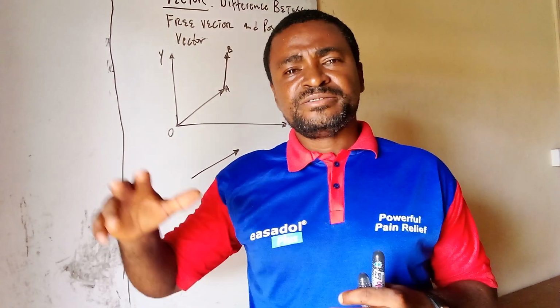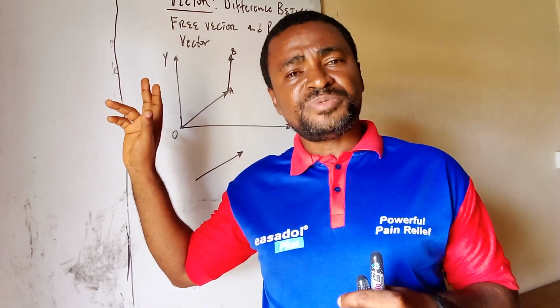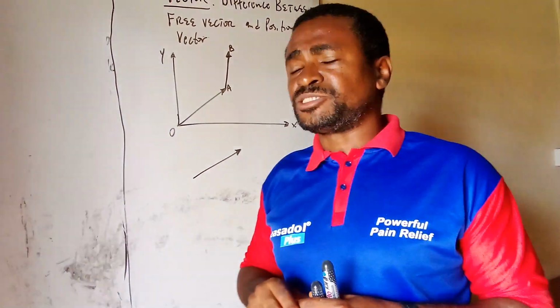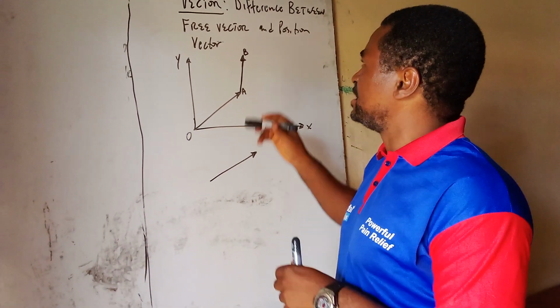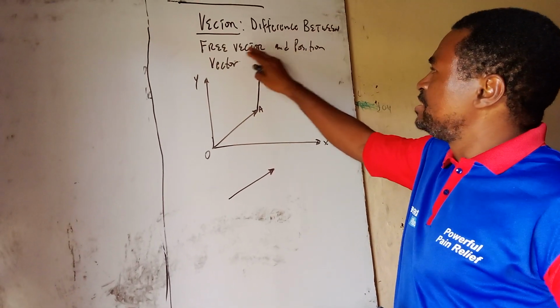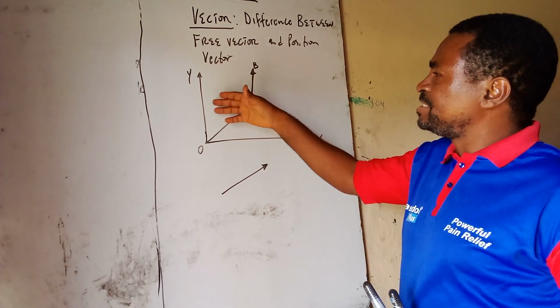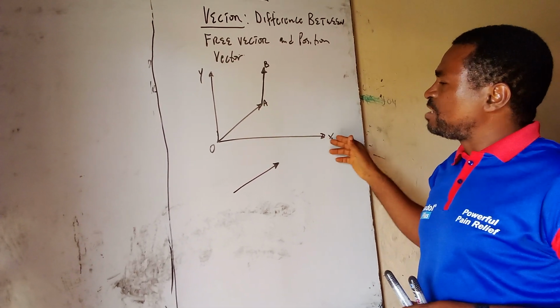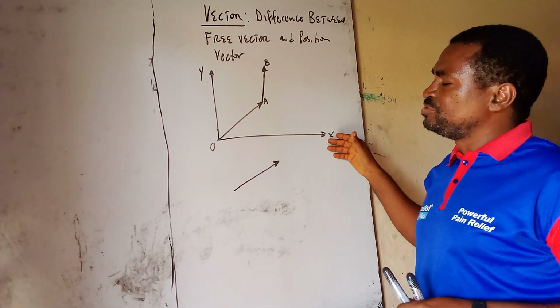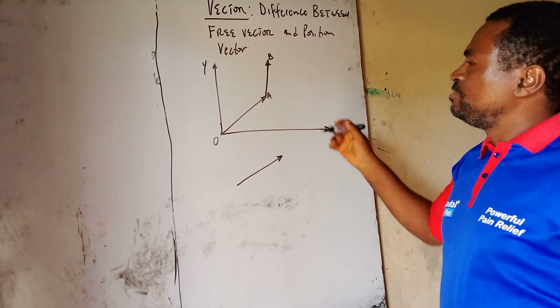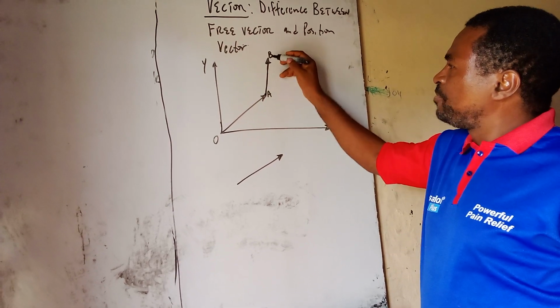Today, we are taking a topic in mathematics, and this topic is under vector. The subtopic under vector we are taking is the difference between what is called free vector and position vector. Consider this Cartesian coordinate system in 2D form. This is the x-axis and this is the y-axis. Now, look at point A and point B.